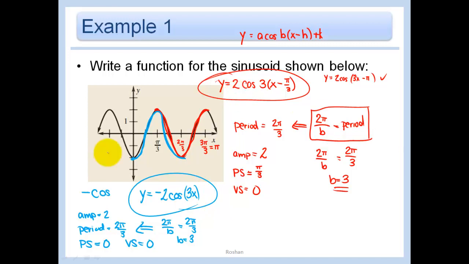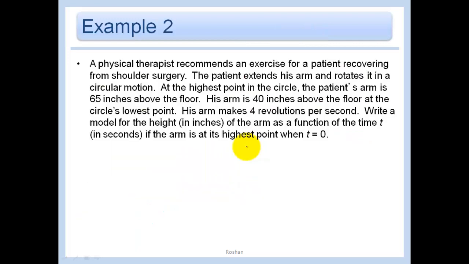You could have also written one that went with sine if you had started here, okay? So I can't just accept one answer on these. There's going to be a lot of different answer possibilities. You just pick the one that's most obvious to you. All right, let's see what's going on in this one.